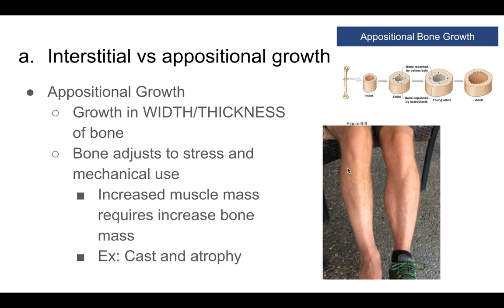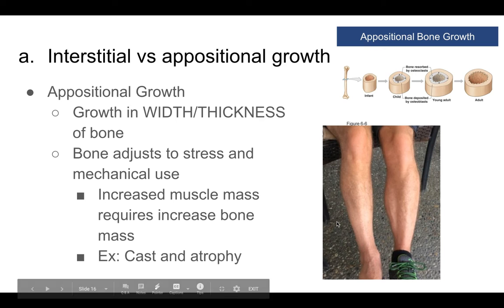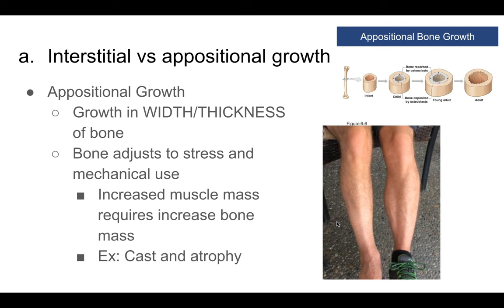So now as this person rehabs and begins to use this leg again and rebuilds that muscle mass, their body will respond, their skeletal system will respond by increasing appositional growth in just these two leg bones, the tibia and the fibula, to support the muscle mass that's getting ready to be put back on.